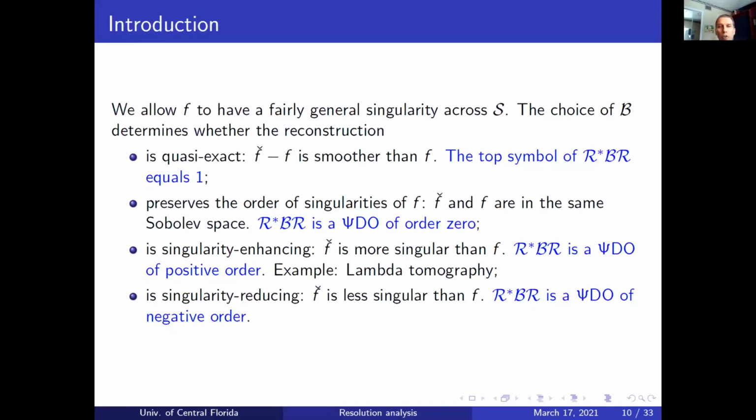Possible choices, for instance: if B is such that the top symbol of R star BR is precisely 1, then the reconstruction is quasi-exact, so f check minus f is smoother than f. Or if B is such that R star BR is a pseudo-differential operator of order 0, then f check and f are in the same Sobolev space. Also, B could be such that the reconstruction is singularity enhancing, an example is lambda tomography, or it can even be singularity reducing.